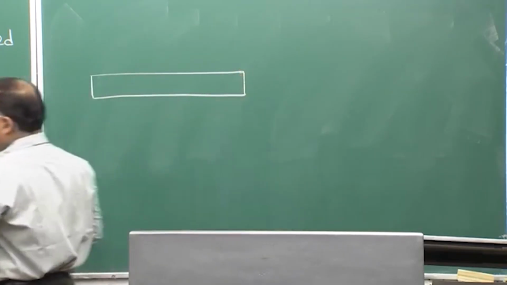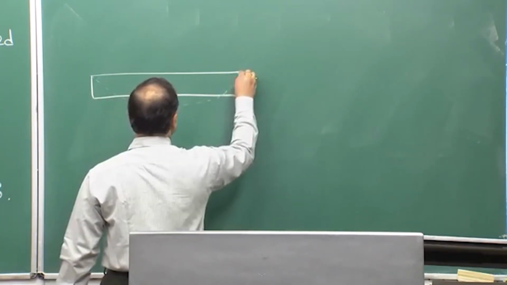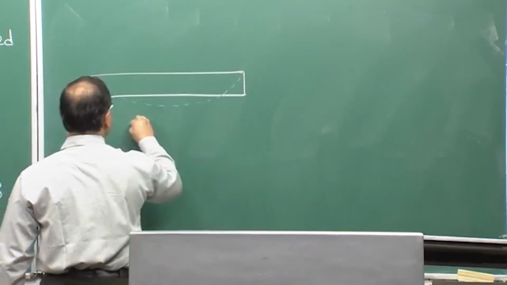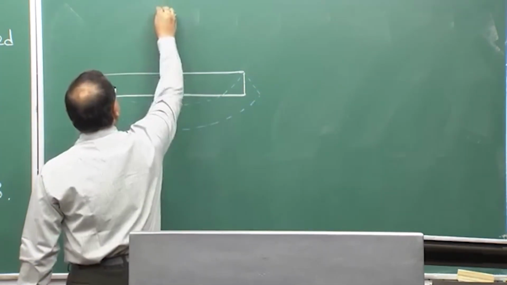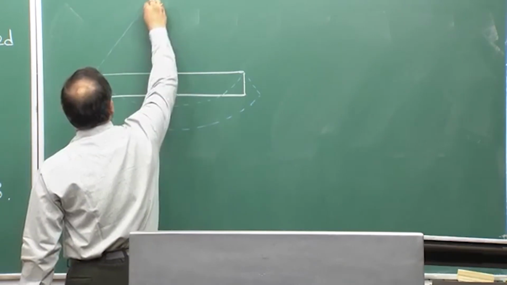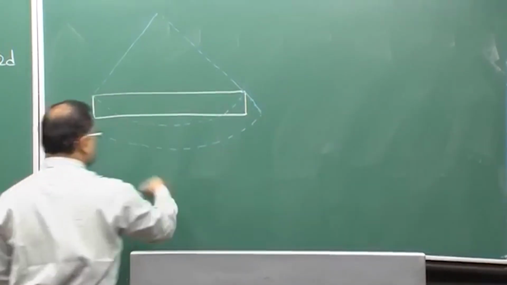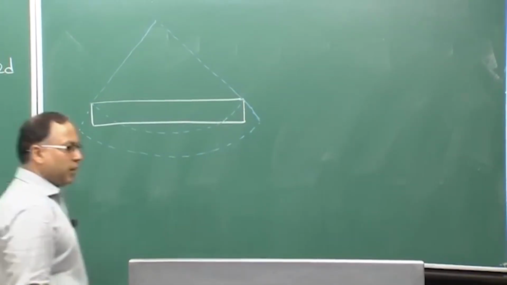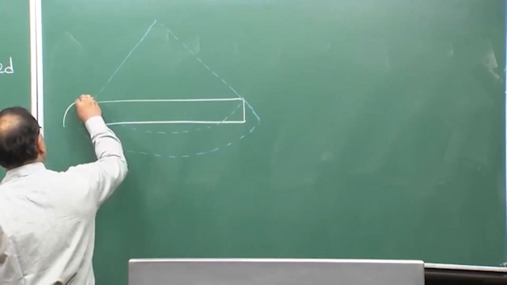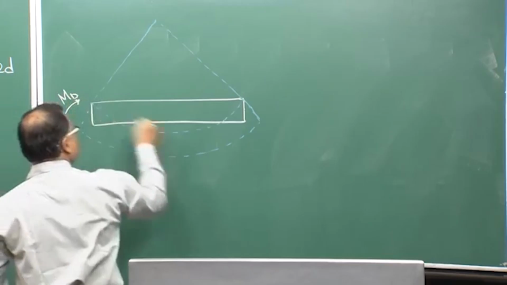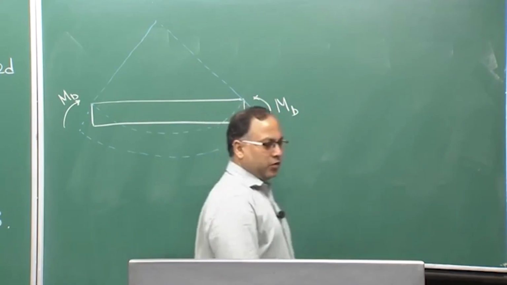and say this is my deformed beam, which is taking the circular arc, and this is under the action of bending moment MB, because this is pure bending. So, only bending moment, constant.